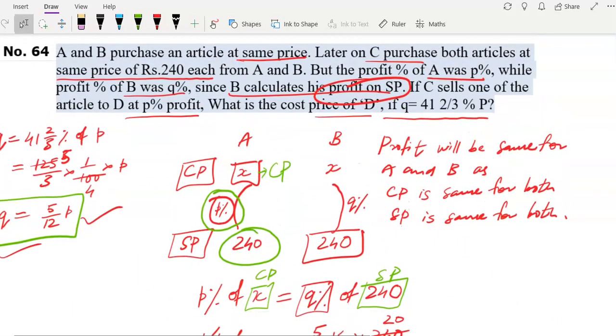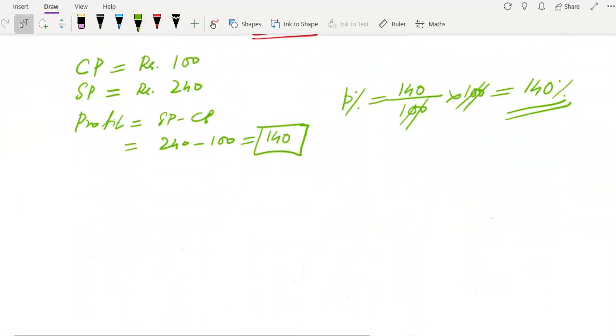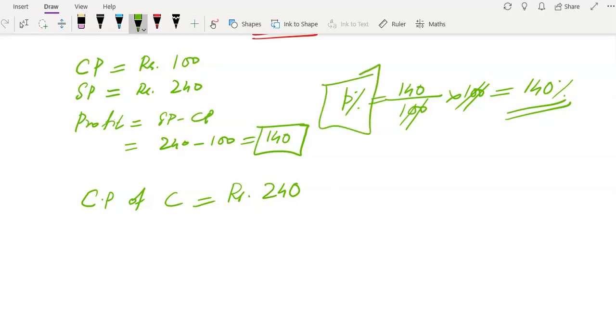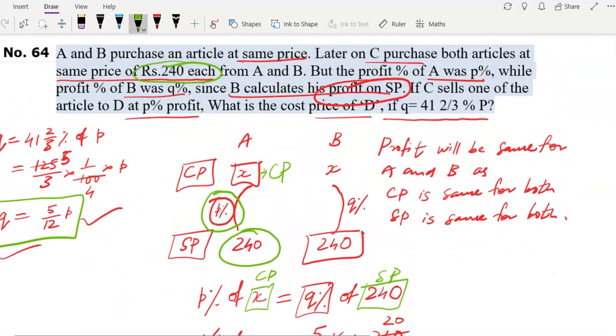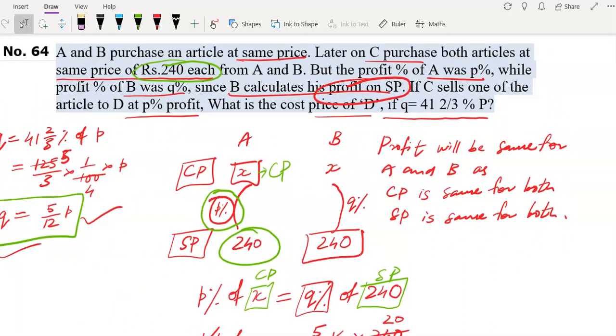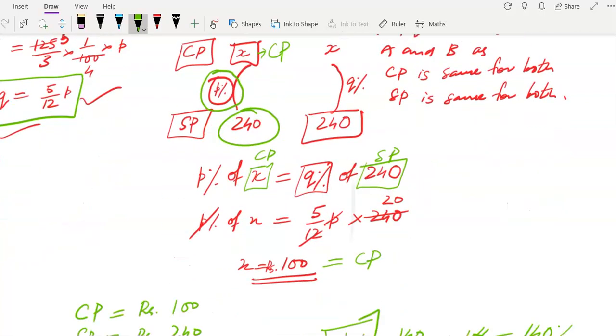Alright. Now rupees 240 is the cost price of C. C purchases both articles at the same price of rupees 240 each. So cost price of C will be rupees 240. Now P is how much? P is 140%. And in the question, if you see, if C sells one of the articles to D at P% profit, we need to find what is the cost price of D.